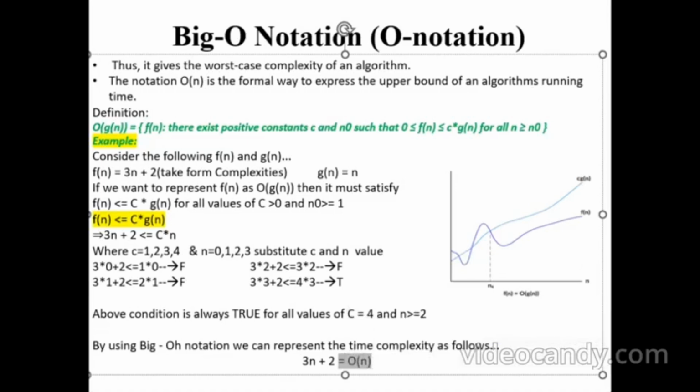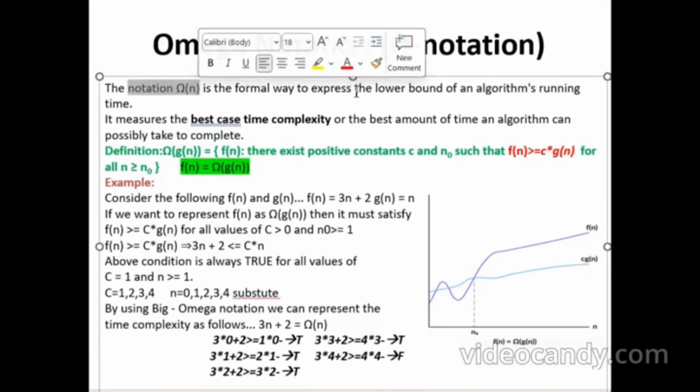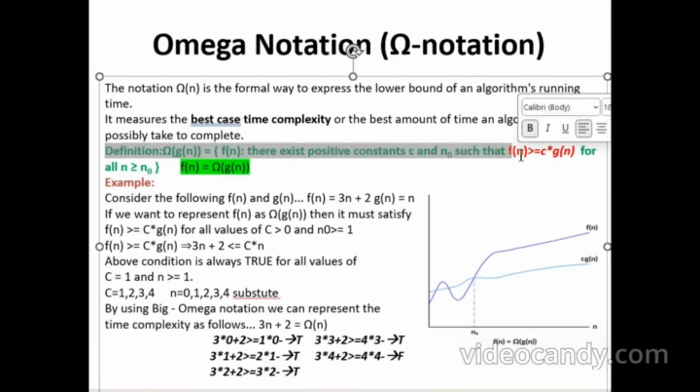Next, omega notation. In this omega notation, omega of n is the formal representation and it is expressed with the lower bound. Lower bound means it's the best case complexity, and this is the definition: f of n greater than or equal to c into g of n.